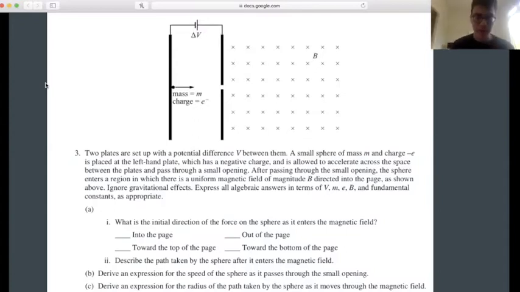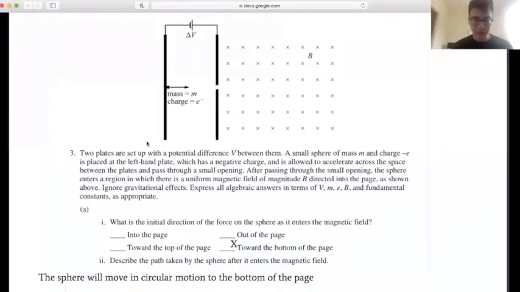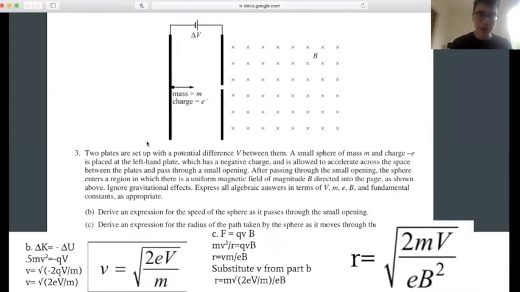So what is the initial direction of the force on the sphere as it enters the magnetic field? It's going to be towards the bottom of the page. And so here we're going to be using the left-hand rule, where our left hand, the thumb will be pointing to the right, our fingers will be pointing into the page, and the force will be towards the bottom of the page. And so to describe the path taken by the sphere after it enters the magnetic field, the sphere will move in circular motion to the bottom of the page is an appropriate answer.